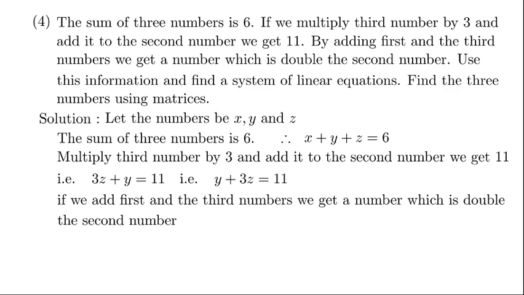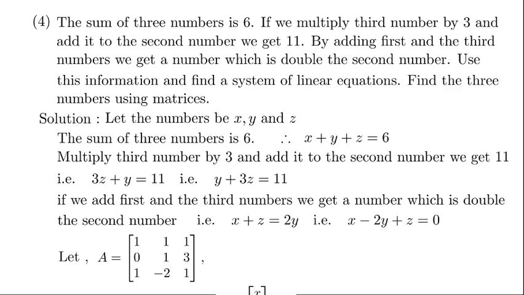And the third information is if we add first and the third numbers, we get a number which is double the second number. First and third numbers x and z are added. That gives a number which is double the second. Double the second means 2 times y. Therefore x plus z equals 2y, and when we rearrange it we get x minus 2y plus z equals 0. So again we put them in the form of matrices.